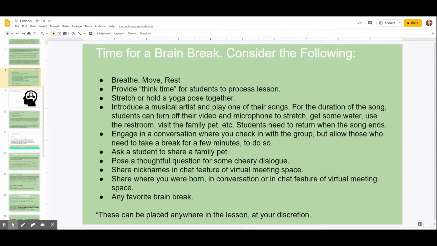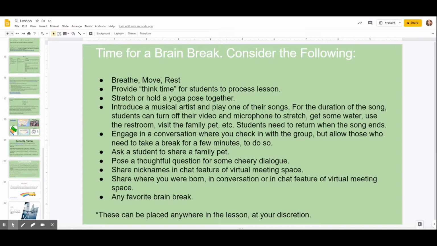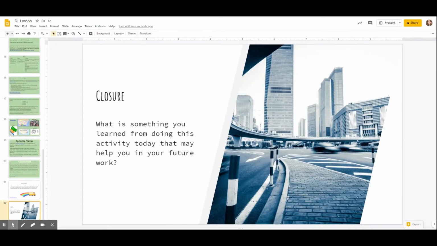And then down at the end of the lesson, we have a closure, and a closure can be something very simple, like what is something you learned from doing this activity today that may help you in the future. So it might be a little question about looking forward to the future or something about the lesson from the day. It can even connect to your welcoming inclusion. These 3 practices do not need to be built into a slide deck, but they are principles that you will want to remember during your synchronous sessions.